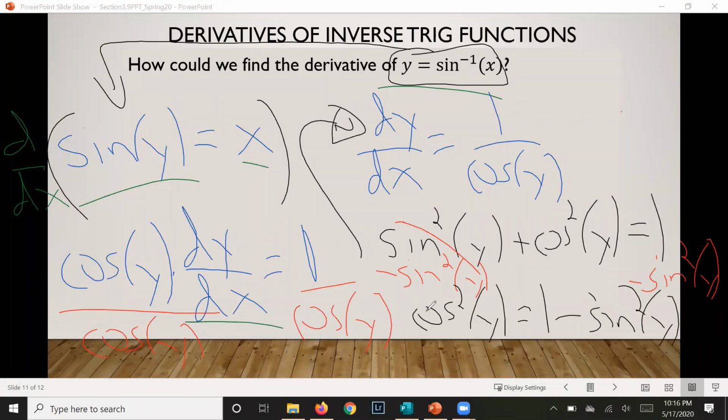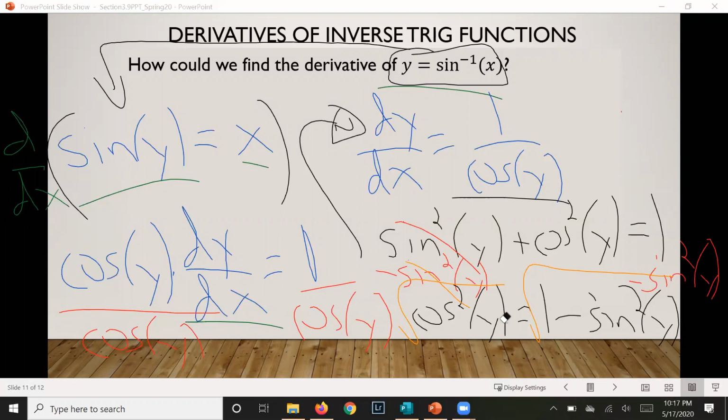But in our problem up here, we don't have cosine squared, we have cosine, so we can undo the cosine squared by taking the square root on both sides. Then on the left, the squared and the square root cancel out, so we have cosine of y equals the square root of 1 minus sine squared of y. In this case, I'm not going to worry about the plus or minus right now. So now we have something for cosine, and we can substitute that in up here.